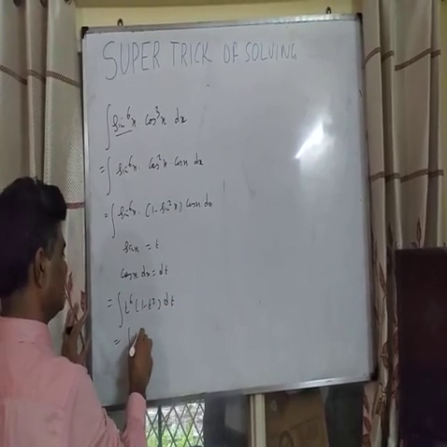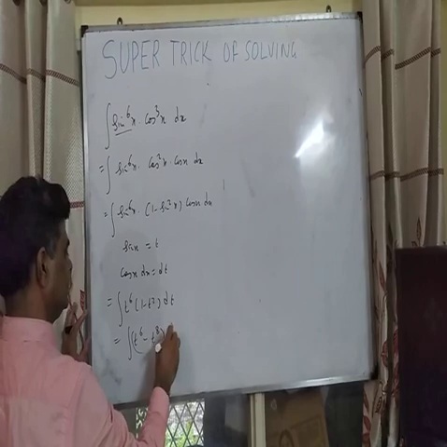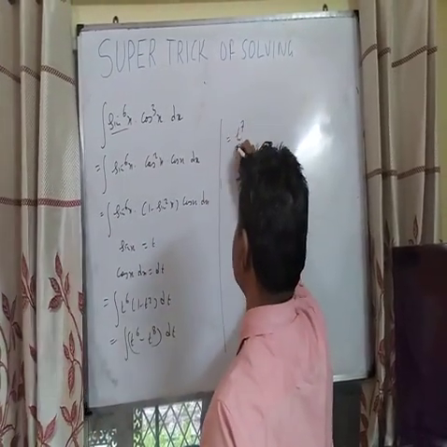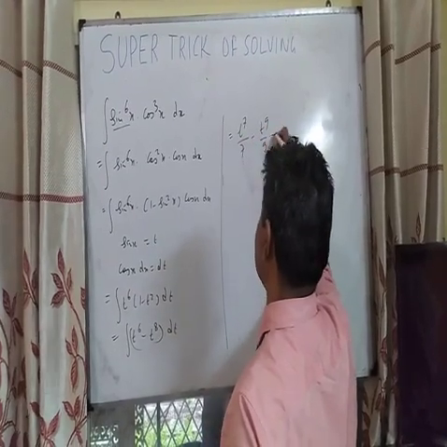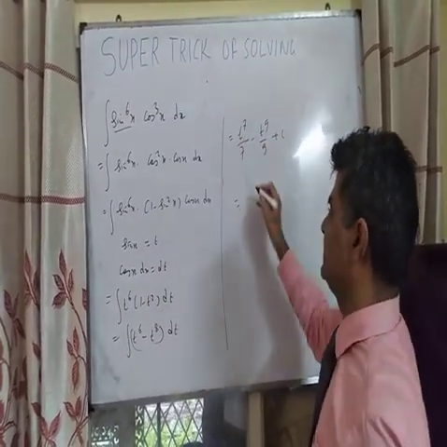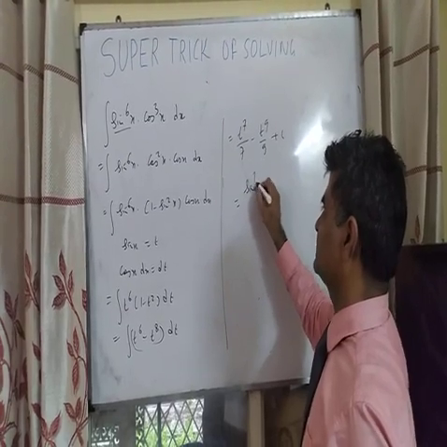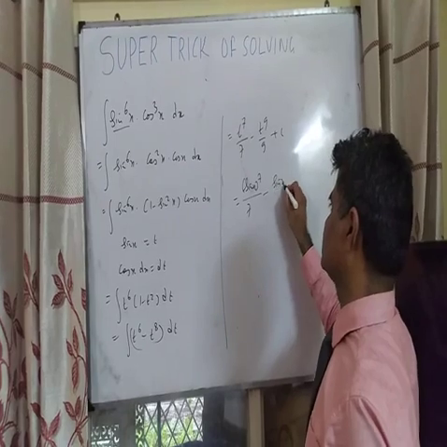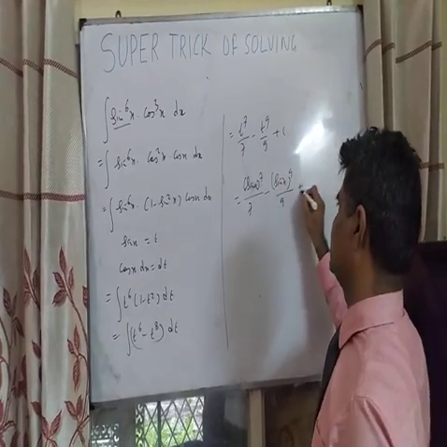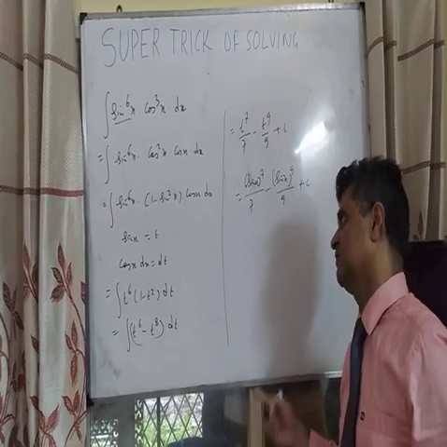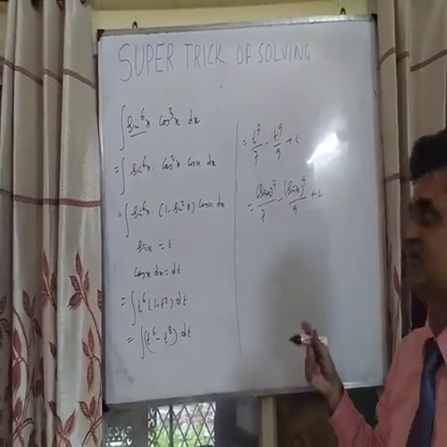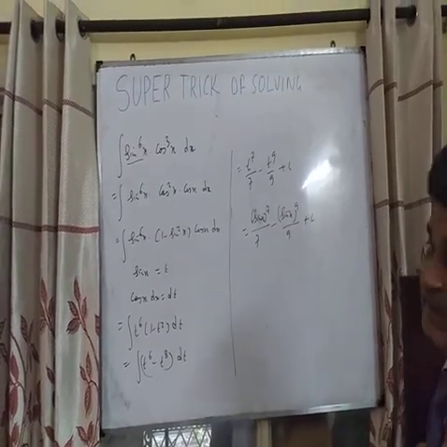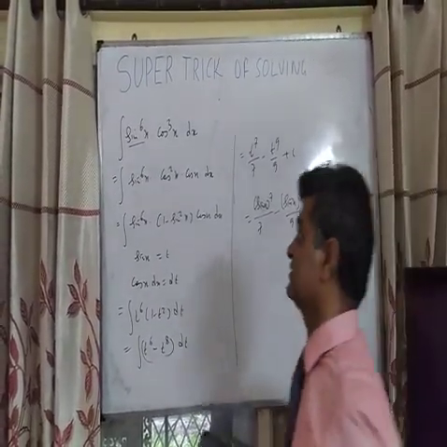So you can see that t to the power 6 minus t to the power 8 dt is equivalent to t to the power 7 upon 7 minus t to the power 9 upon 9 plus c. Now put the value of t here: sin x to the power 7 upon 7 minus sin x to the power 9 upon 9 plus c. So now you can see how we are taking the value of t in this case. Using this trick we are able to find the solution very easily. Now we are moving to the next question.